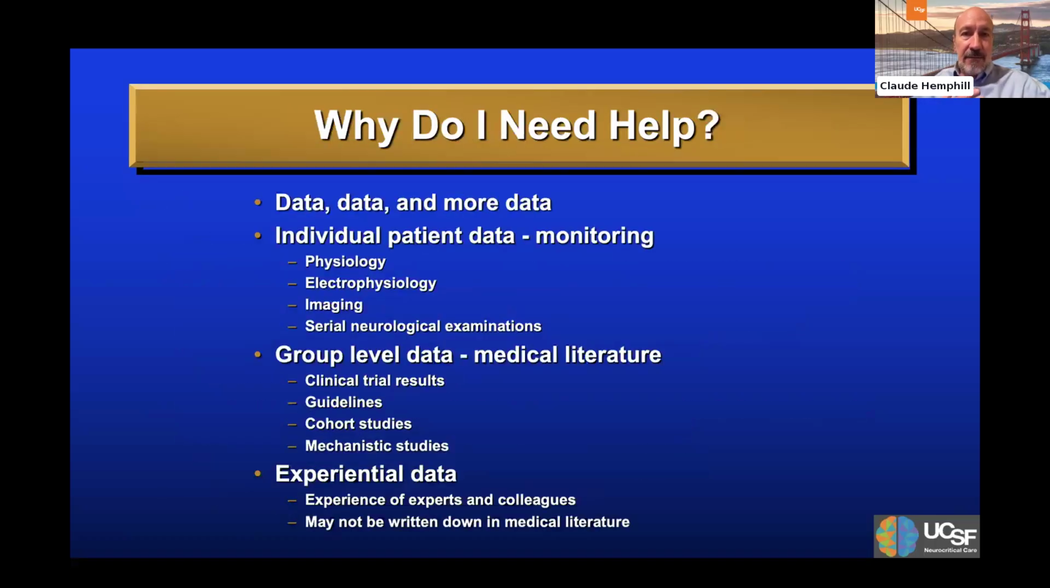So why do I need help? I need help because of data, and more data. And this data comes in a lot of different formats if we really step back and think, what is data? In my day-to-day rounding in the neuro ICU, I think about data as patient monitoring data, like physiology data, the blood pressure, the intracranial pressure, or electrophysiology, the waveforms that I'm seeing on EEG. Imaging is obviously data. Serial neuroexams. Really, there's group level data.